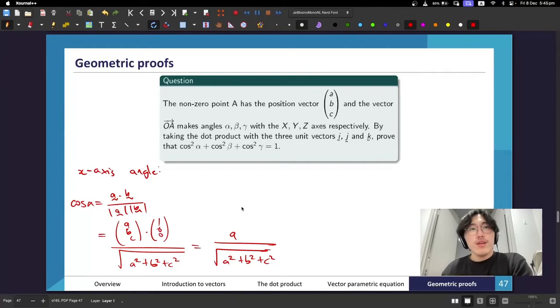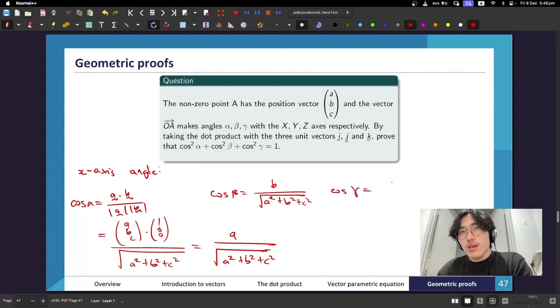Yep, that looks fine. And then similarly, I won't go through the entire working out for all of these. You'll find that beta will be b on root a squared plus b squared plus c squared, and then gamma will be c on root a squared plus b squared plus c squared.